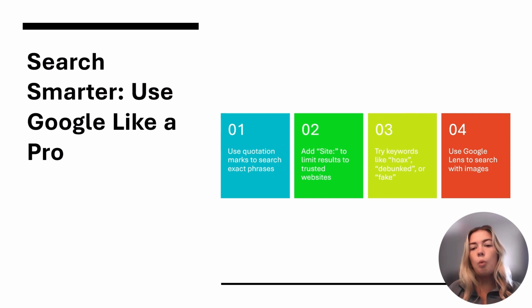So number 1. Use quotation marks to search for exact phrases. This is helpful if you want to check whether a quote is real. Number 2. Add site: before a web address, like site:bbc.com. This limits your search to trusted sources only. Number 3. Try keywords like hoax, debunked, or fake to quickly see if others have already fact-checked something. And 4. Don't forget Google Lens. This lets you search using images directly from your phone.